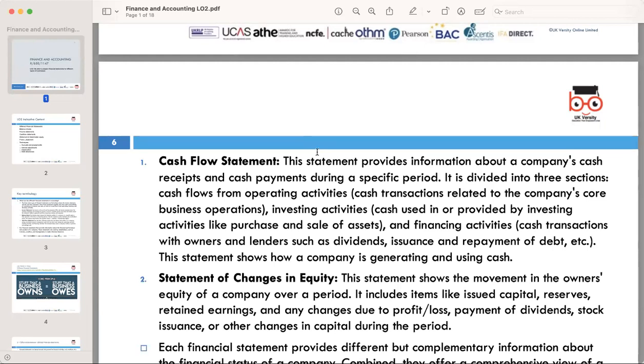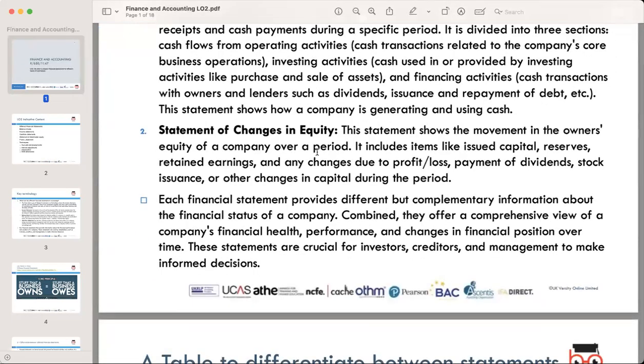So the last one is the statement of changes in equity. This statement shows how a company's equity changes over time. It outlines the movement in shareholders' equity, including the issuance or repurchase of shares, dividends paid, and changes in retained earnings. The statement of changes in equity helps us track how the ownership interests in the company have changed over a specific period.